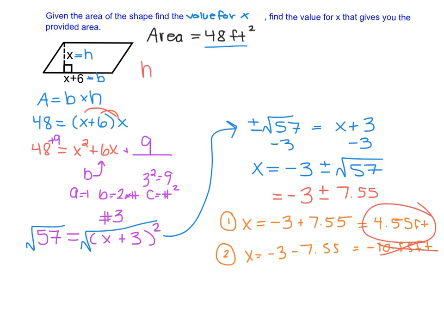So that would mean our height here is equal to 4.55. And then our base is equal to that x value of 4.55 plus 6, which is going to be about 10.55 feet.